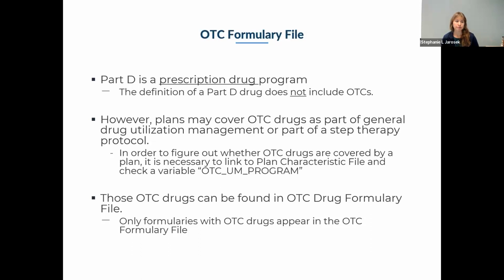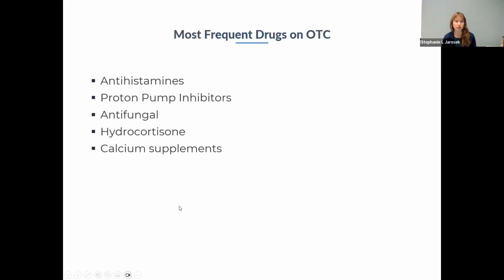So on the plan characteristics file, you can see whether or not they're using over-the-counter drugs as part of a utilization management program. So that's one indicator you could look at. That's on the plan file, not on this formulary file. But the drug formulary file, OTC drugs, do show up here in the OTC formulary file. If you found that indicator, you could look in this file. The most frequent drugs, antihistamines. So, get the over-the-counter allergy medication before you try the prescription.